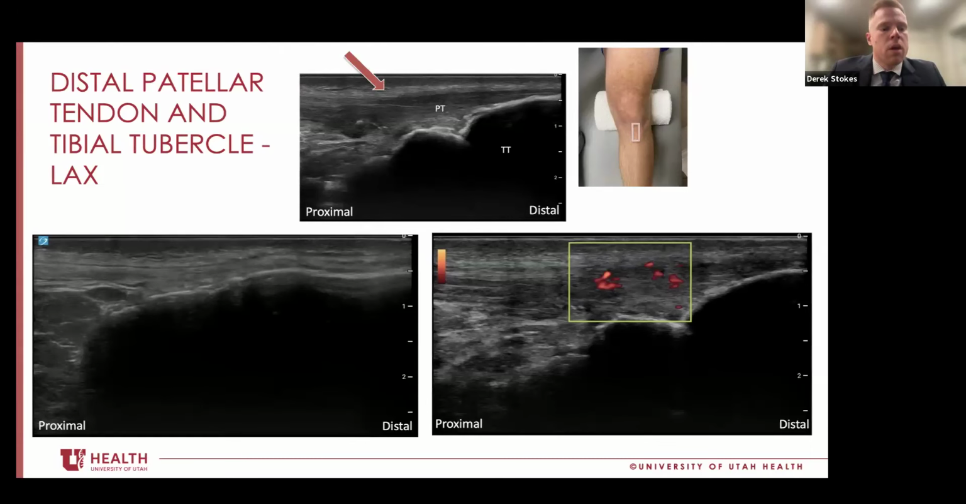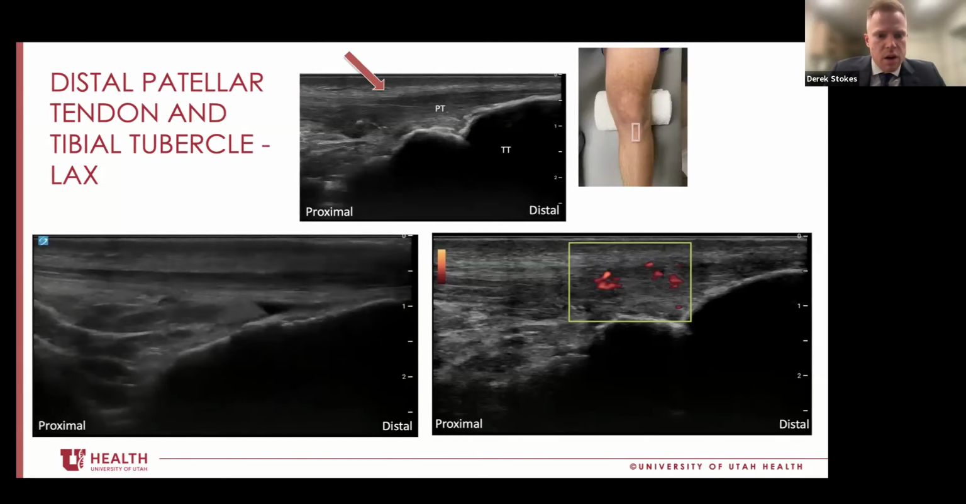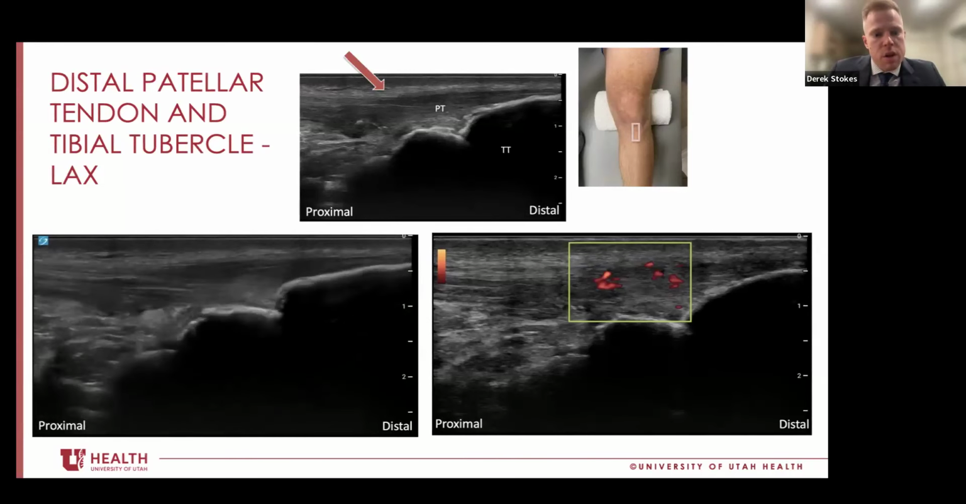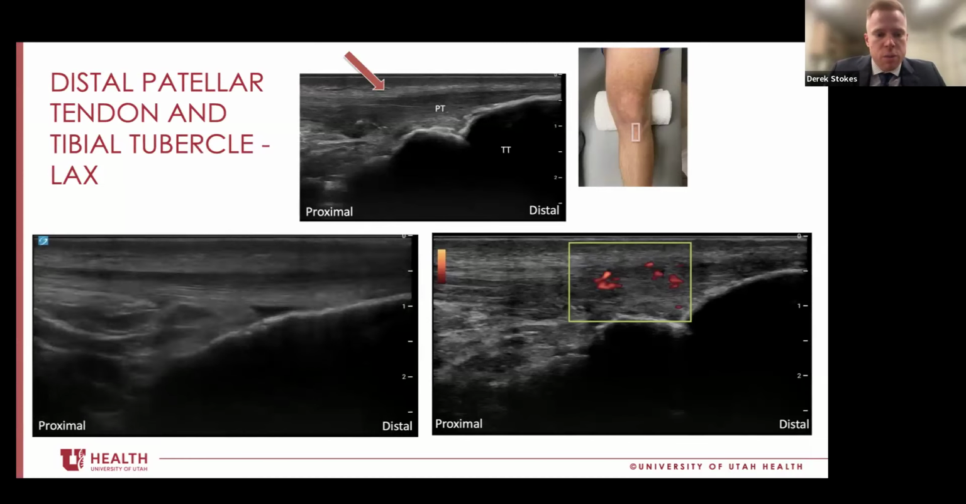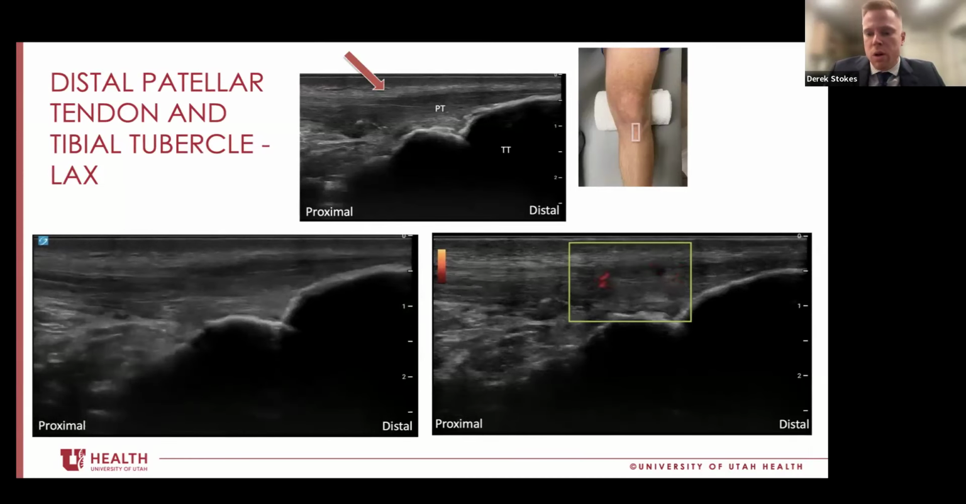On the bottom left video, we'll scan the entirety of the insertion and the footprint of the tendon onto the tibial tubercle, showing more of the same. And then we'll also put color Doppler on here. And again, we have neovascularity present at the distal aspect. So this was present throughout the entirety of the tendon.